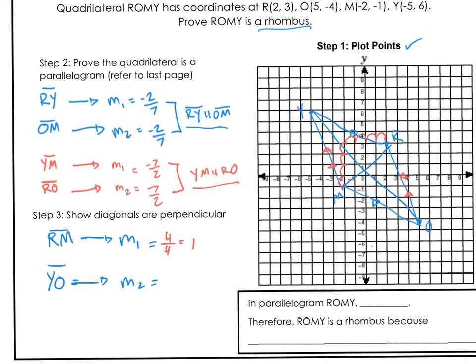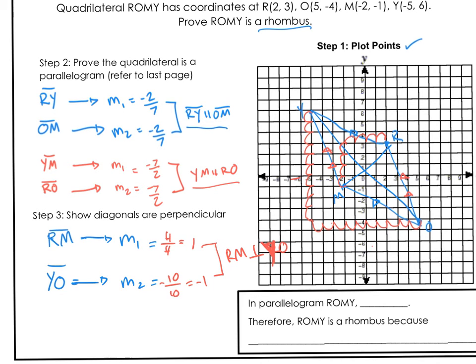Okay? Now let's find our other slope. We're going to go Y to O. So we go down 1, 2, 3, 4, 5, 6, 7, 8, 9, 10. Over 1, 2, 3, 4, 5, 6, 7, 8, 9, 10. So that's 10 over 10. Now remember, I went down, going left to right. So I got negative 1 as my slope. All right? That's negative 10 over 10. So as you guys know, these are perpendicular, so I can now state that RM is perpendicular to YO. All right, so that's how you prove it's a rhombus.